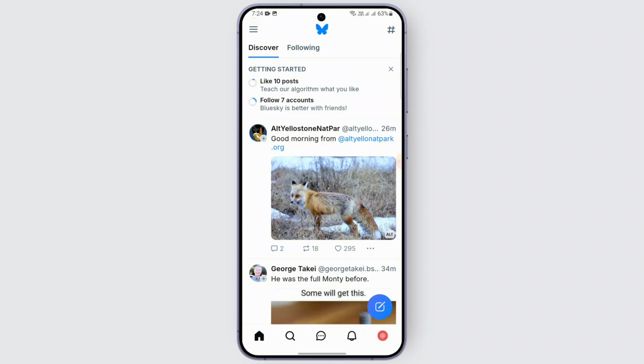Making money on BlueSky can be different from other traditional social platforms, as it is a very decentralized network focused on community and engagement rather than advertising-heavy models. However, in order to monetize your presence by leveraging your audience and expertise, there are some strategies that you may follow.